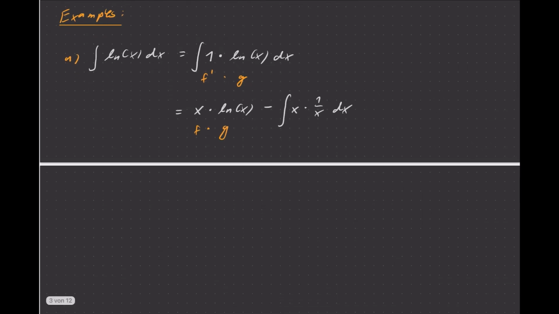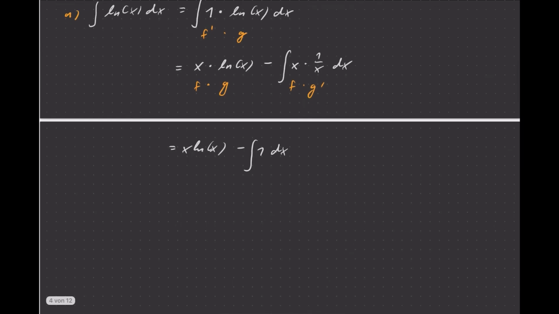And now things fall into place. That means what we have here, so this is, again, this is f, this is g prime. What we have here is x ln x minus the integral of x divided by x. Well, that's 1. And again, the integral of 1 is something that we can compute. So what we get is x ln x minus x.